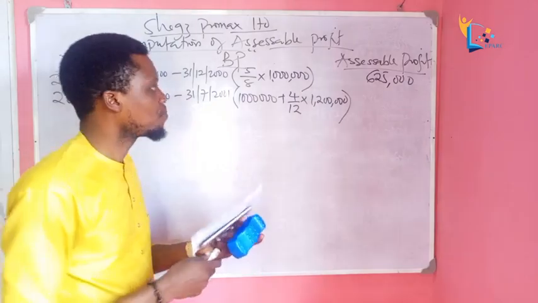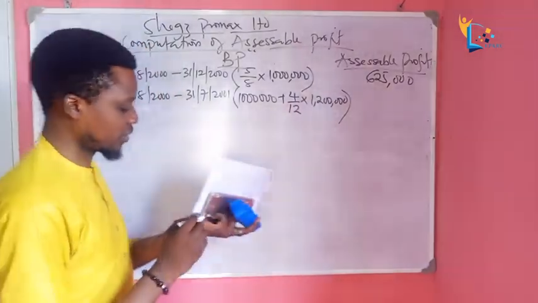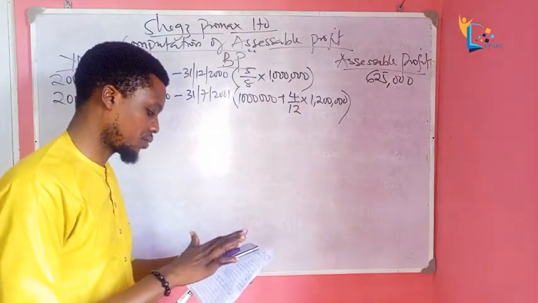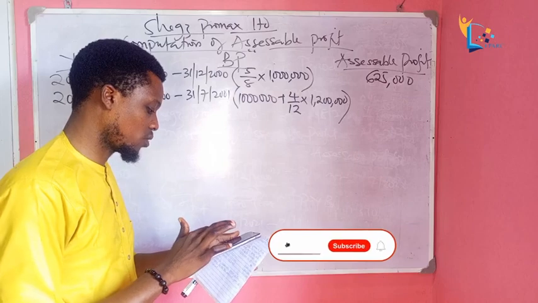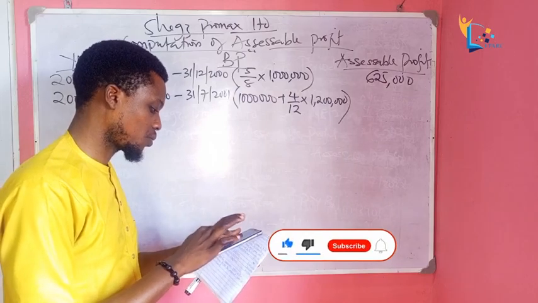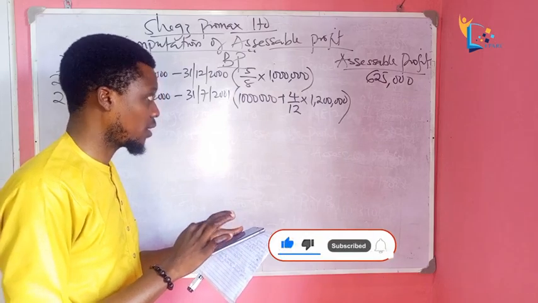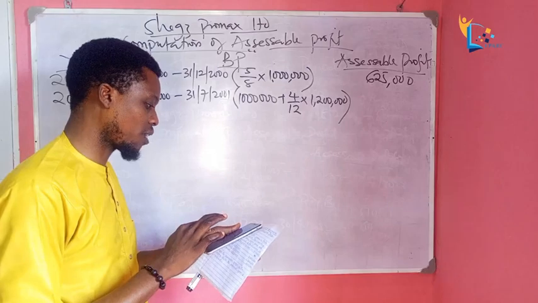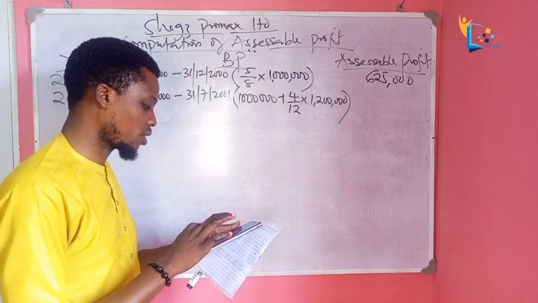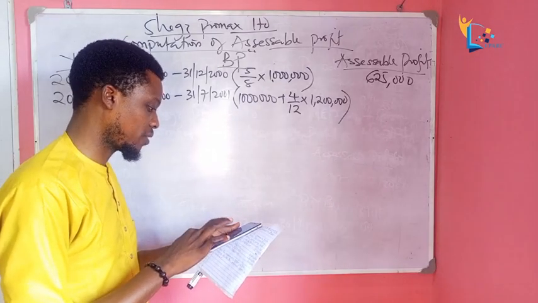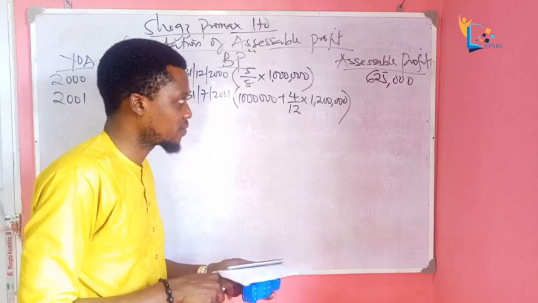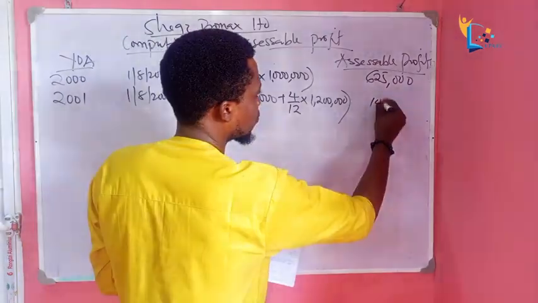Do you understand it? Okay, so we calculate now. 1,000 plus 4 over 12. 4 divided by 12, times 1.2 will give us 400,000. Okay, 400,000 plus 1 million naira. That is 1.4 million.